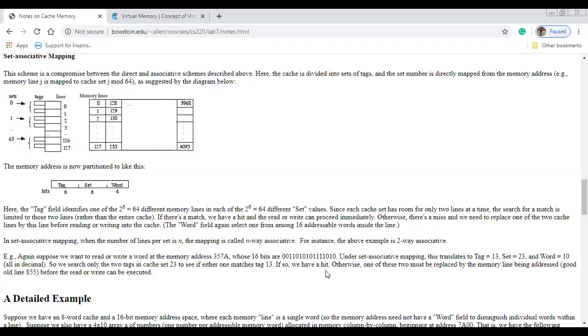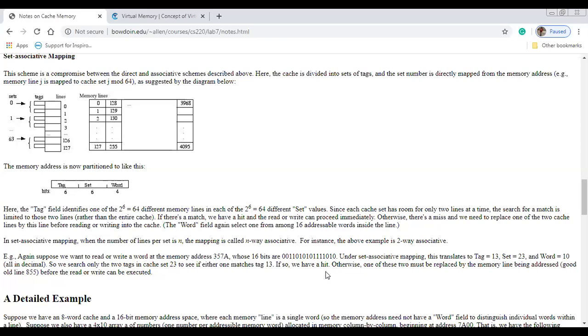Yes, sir. It's clear. Okay, so now we have tag value 13 and set value 23. And word, obviously I told, the last four digits we are assigning exclusively for the word. So that value will be 10. These are all represented in decimal. Now we need to search tags in cache memory. So 13 tag is there in the cache memory and 13 tag is there in the main memory.